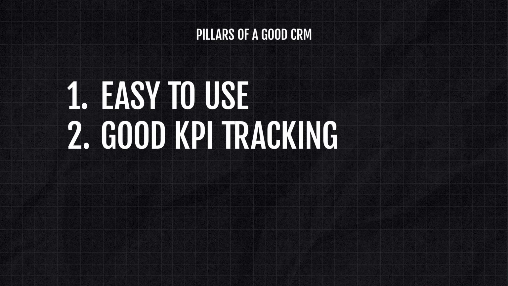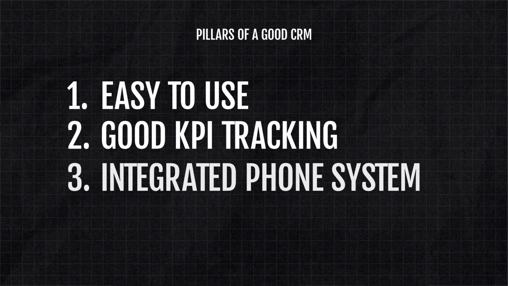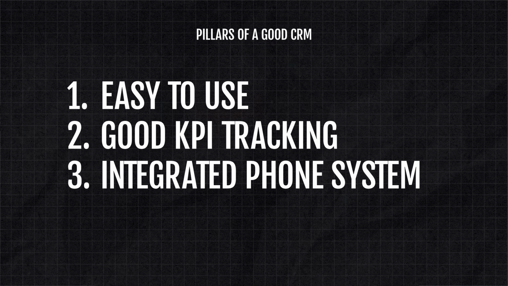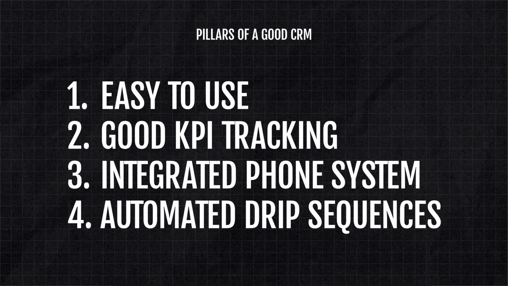Number two, after easy to use, it needs to have good KPI tracking. If you can't track your key performance indicators in your business, you don't have a business. You're flying completely blind. Number three, it needs to have an integrated phone system so you can communicate via phone call, text, and email all in one place and grow your company's communication system. And then it needs to have automated drip sequences where you can follow up with the sellers over a long time horizon via email, text, and other forms in an automated fashion to help you scale your business.